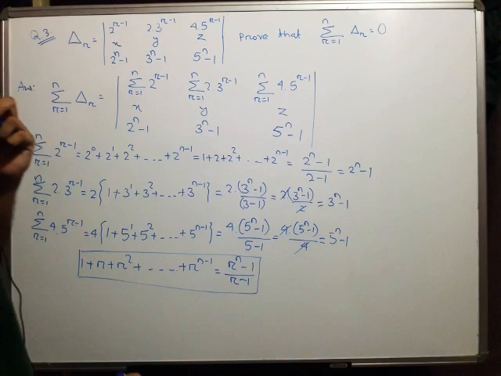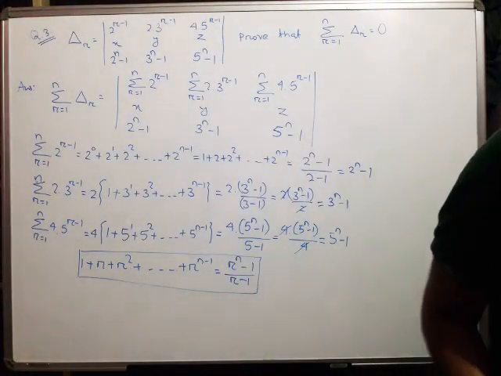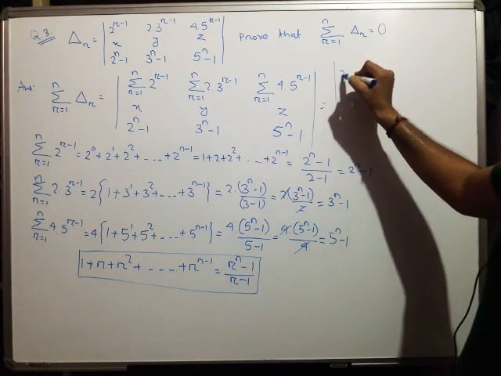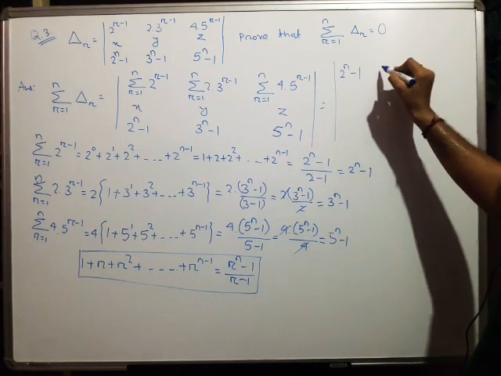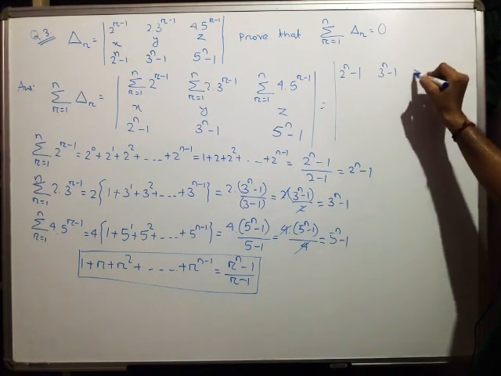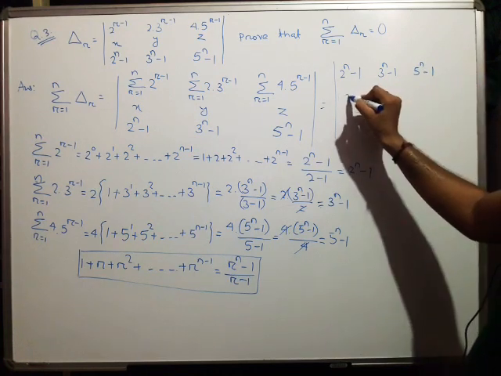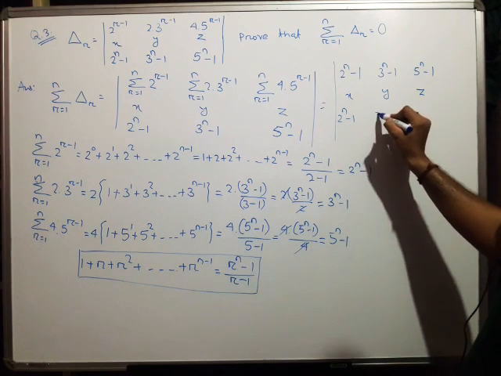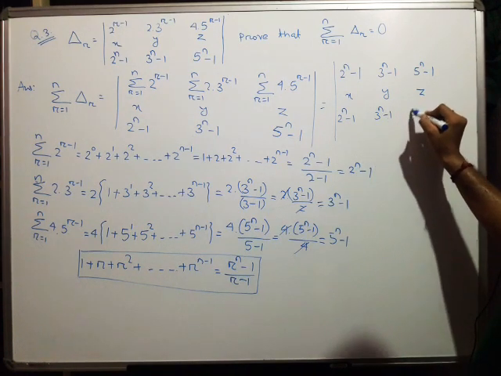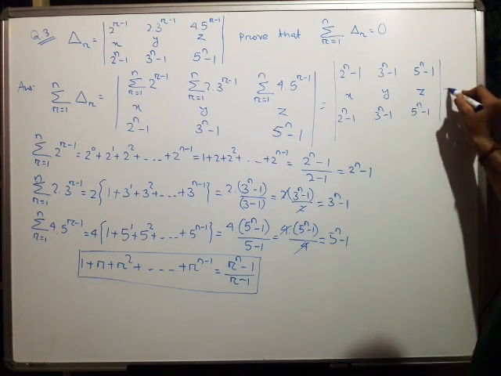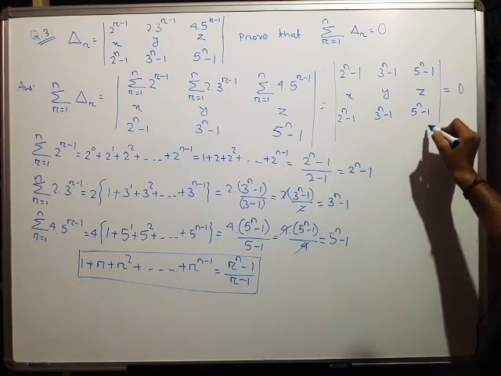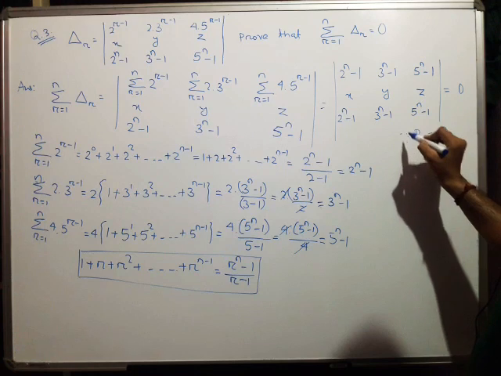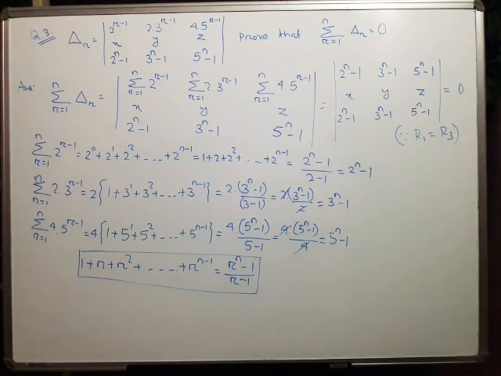Next, putting these values, we get the determinant with rows 2 to the power n minus 1, 3 to the power n minus 1, 5 to the power n minus 1; x, y, z; and again 2 to the power n minus 1, 3 to the power n minus 1, 5 to the power n minus 1. Again this will be equal to 0, because row 1 is equal to row 3.